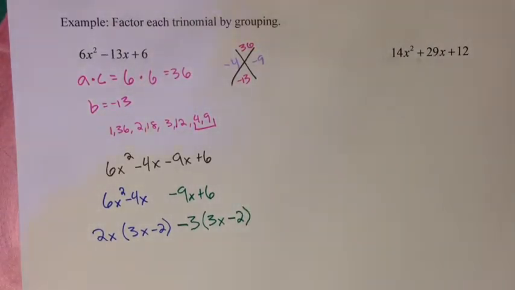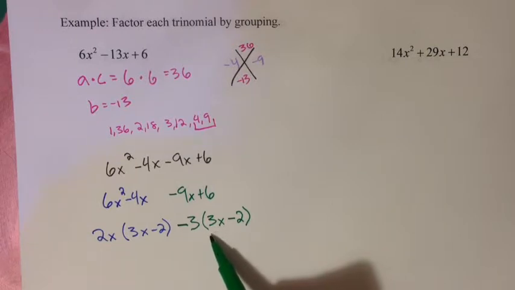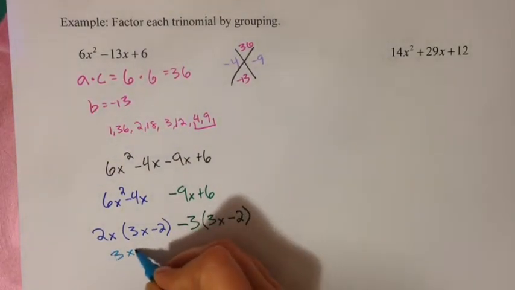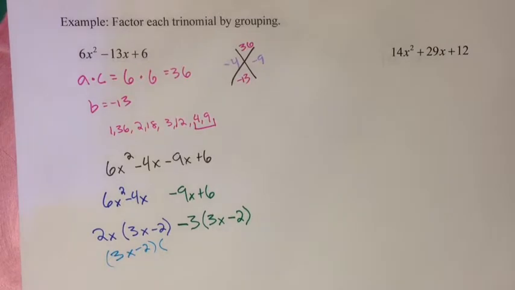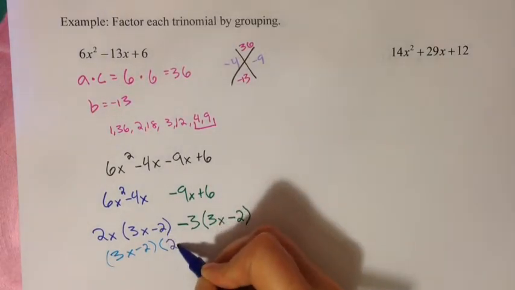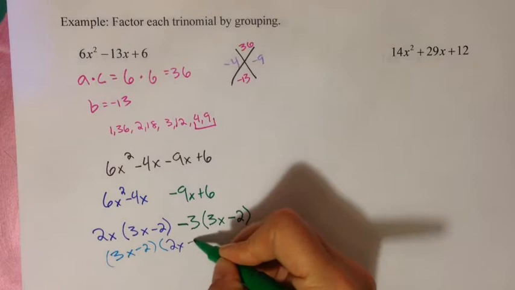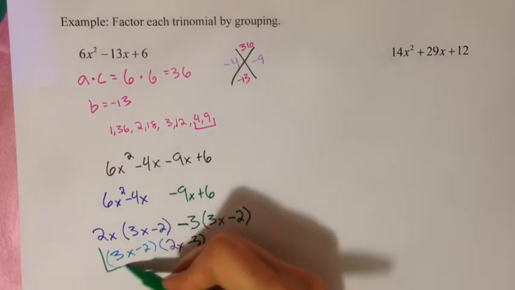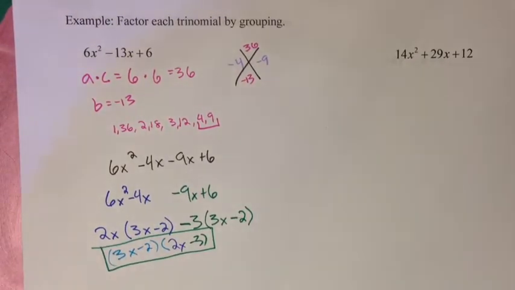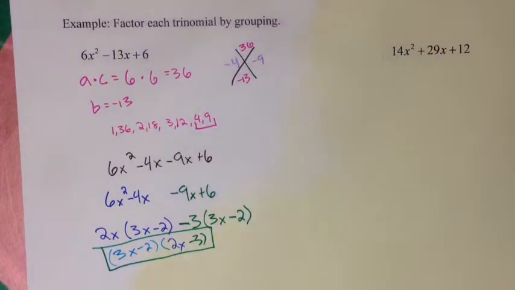Now, just take a step back and see if anything good has happened. I have 2x multiplied by 3x minus 2. And I have negative 3 multiplied by 3x minus 2. So I can factor out that 3x minus 2 from both terms. The first term leaves me with a 2x, and the second term leaves behind a negative 3. So there is my final answer for that factorization. I'm going to leave it to you to multiply that back out and verify that this is actually the correct factorization. Well, let's move on to the second example.